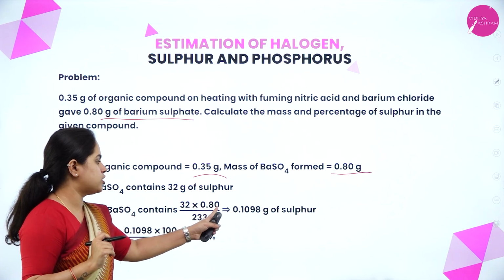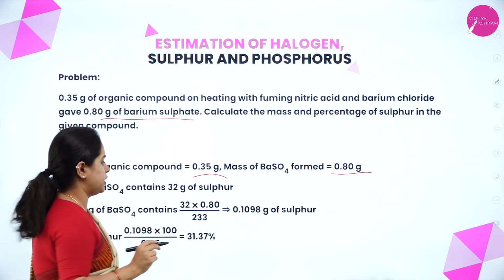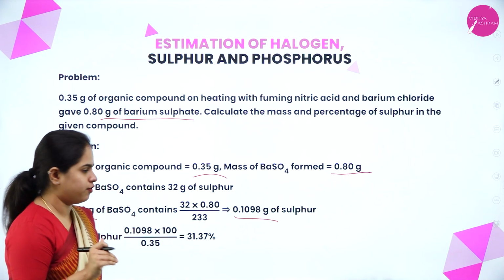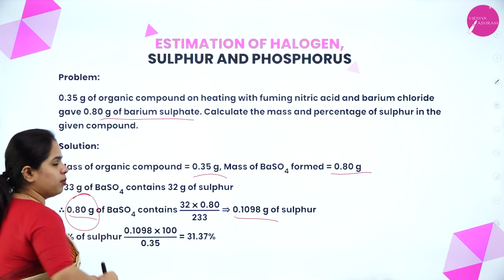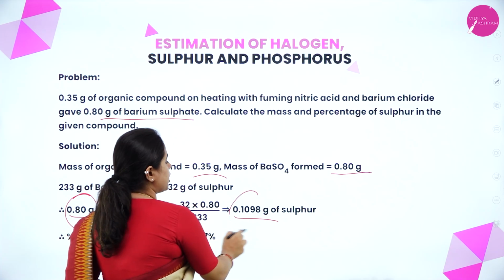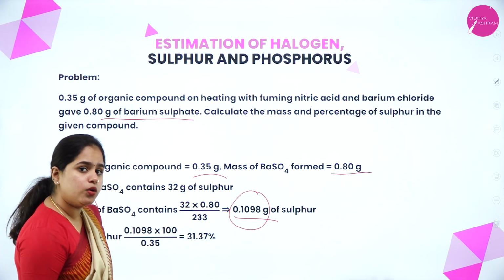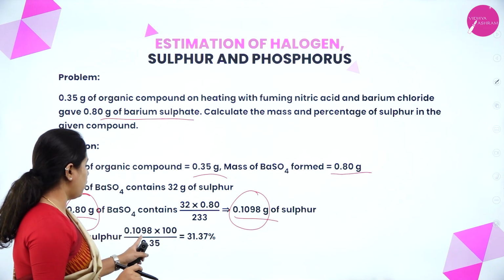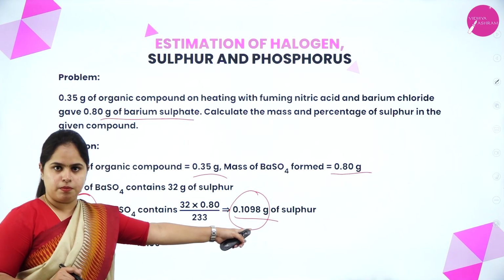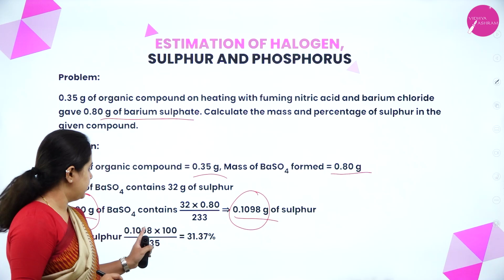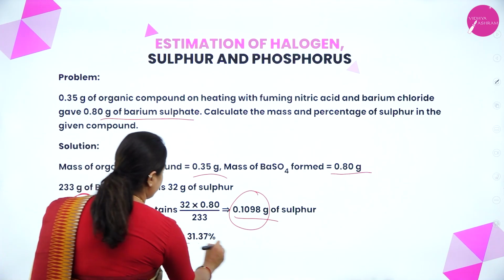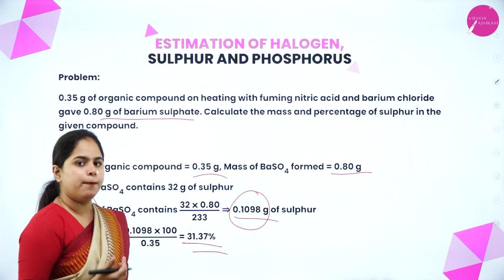So 32 into 0.80 divided by 233, that is 0.1098 gram of sulfur. So in this much gram of barium sulfate, this much gram will be sulfur. Then how do you calculate the percentage of sulfur? With the same equation, that is 0.1098, the mass of sulfur, into 100 divided by 0.35, which will give you 31.37 percent.